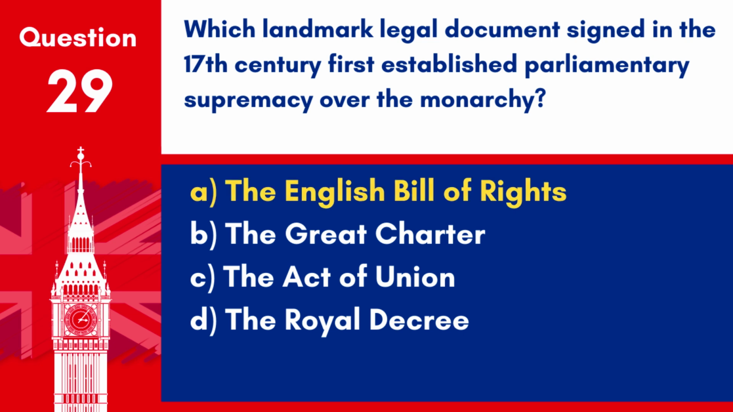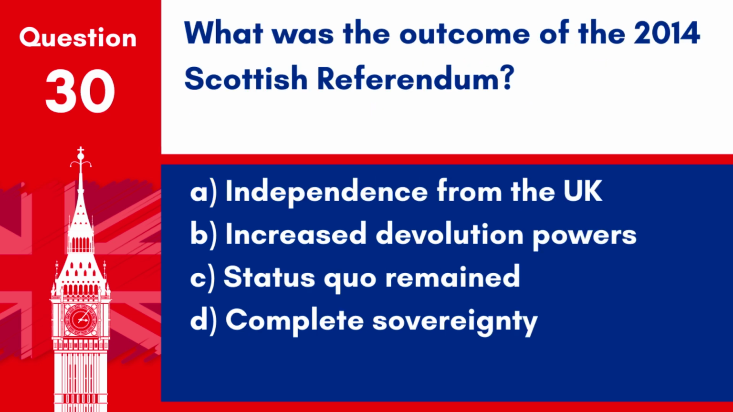Answer: A. The English Bill of Rights, signed in 1689. This document established parliamentary supremacy over the monarchy. Question 30. What was the outcome of the 2014 Scottish referendum? A. Independence from the UK. B. Increased devolution powers. C. Status quo remained. D. Complete sovereignty.